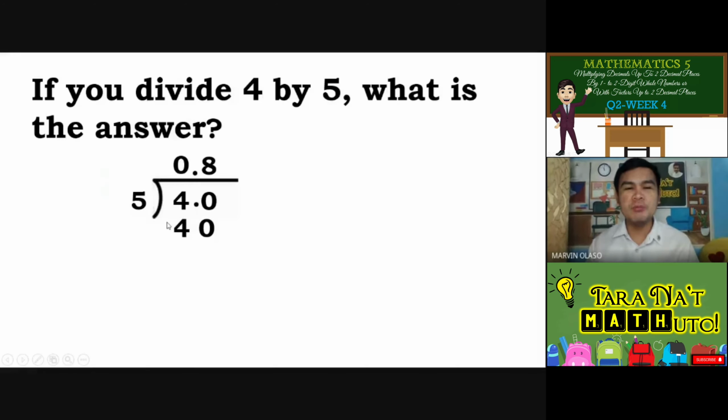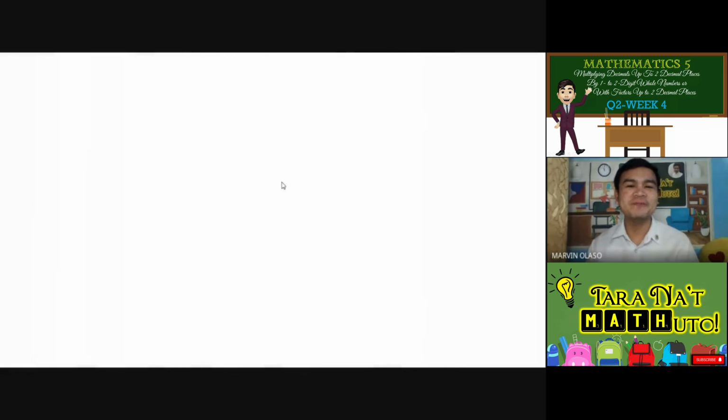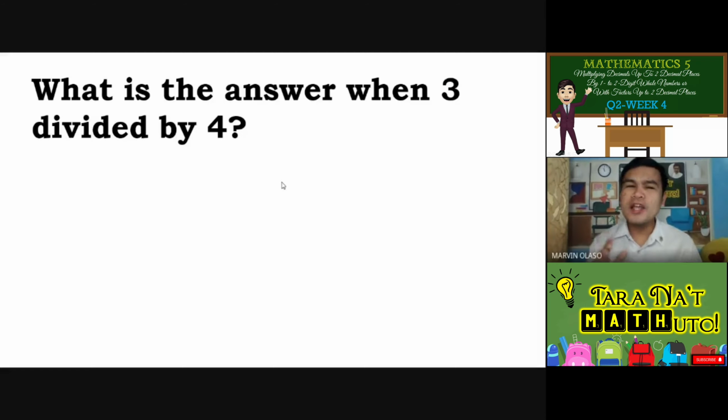So imagine, wala yung point. So 40 minus 40 is equal to 0. So exact. Now, that's why the answer, if you divide 4 by 5, you have 8 tenths. That's the answer. Okay, let's have another example. What if, this is the question, what is the answer when 3 divided by 4?